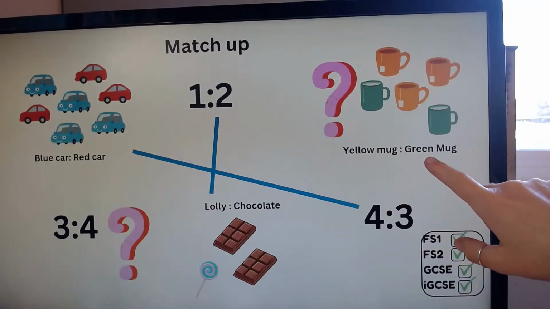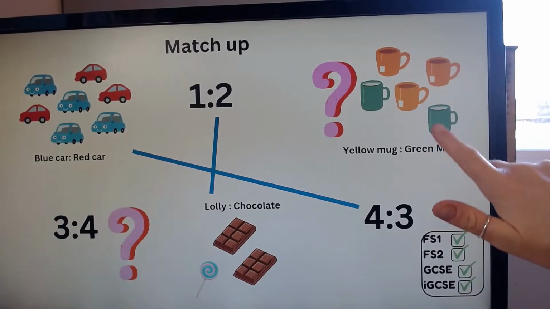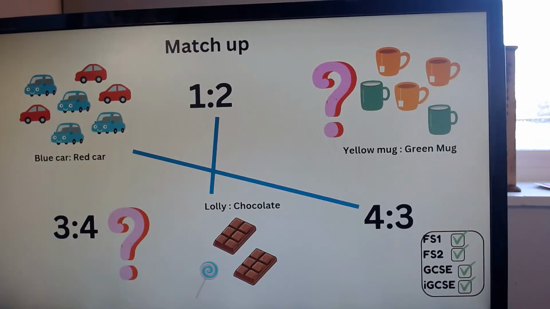Here for yellow mug to green mug, we have 3 yellow mugs, 2 green mugs. So that ratio should have been 3 to 2 for that one. So yeah, I was being a bit tricksy. But hopefully the point of putting that in was to make sure you know that ratio has got to be the right way around.